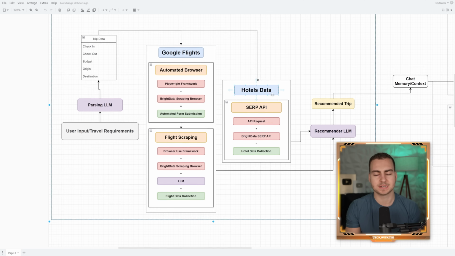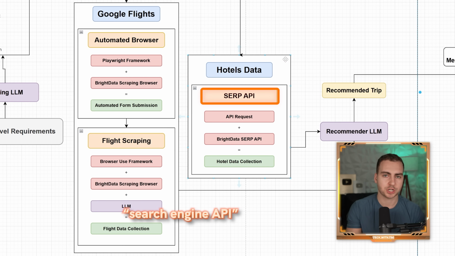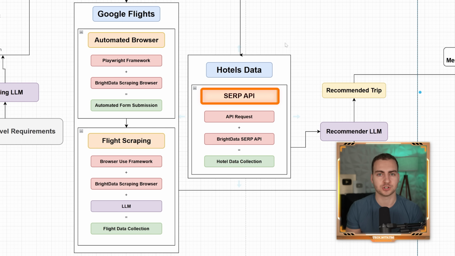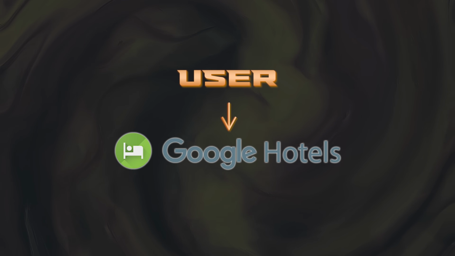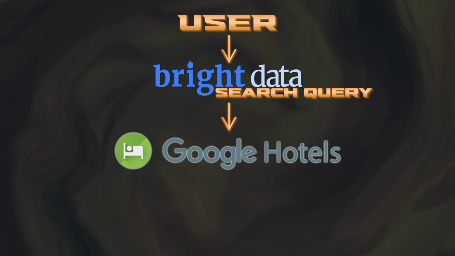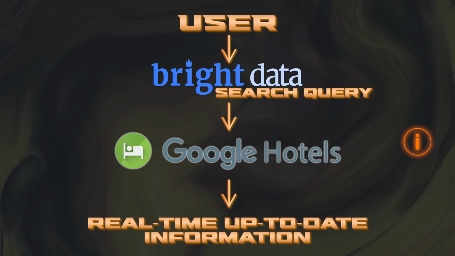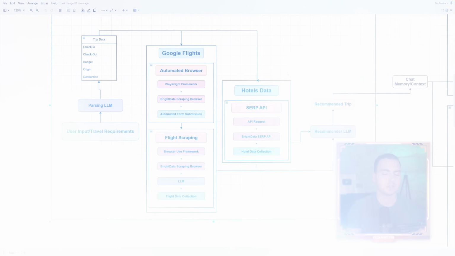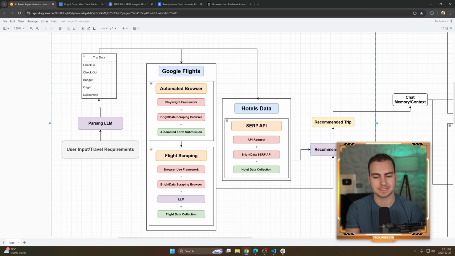Okay, the next step is to get the hotel data. Now, what I use for this is the SERP API, or the Search Engine API, which is a really easy way to collect data from search engines. So in this case, we're using Google Hotels, and we don't go to Google Hotels, but Bright Data goes to Google Hotels, takes our search query, and then grabs the real-time up-to-date information, automatically parses it for us, and then just returns it. So I literally just need to send a simple API request, and then I get all of the real-time hotel data, which I then again pass into the LLM.